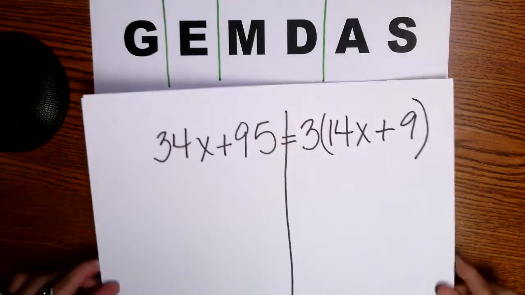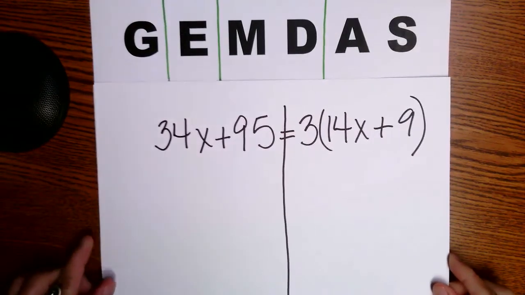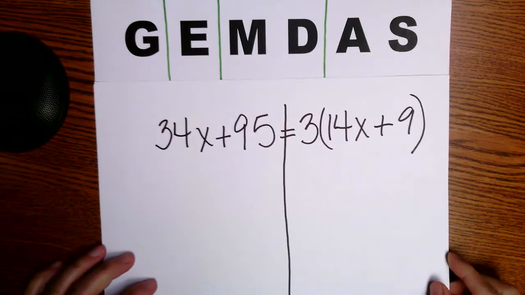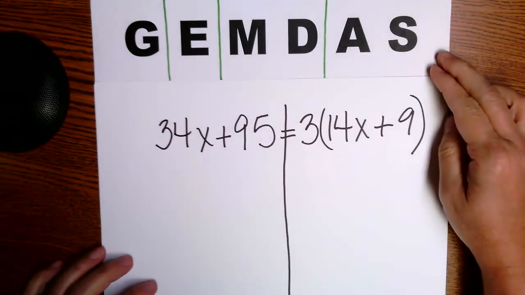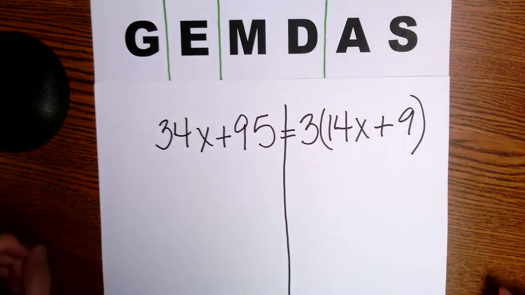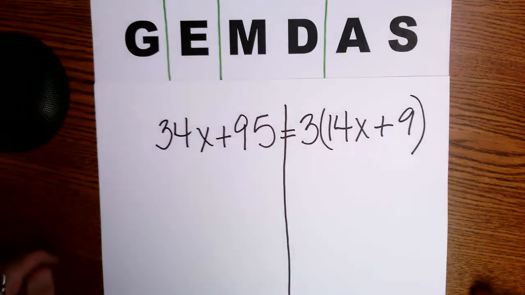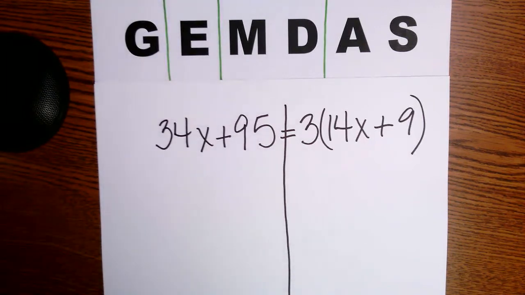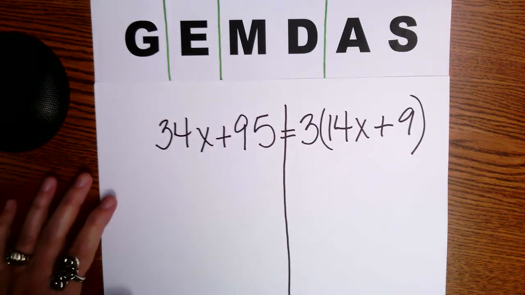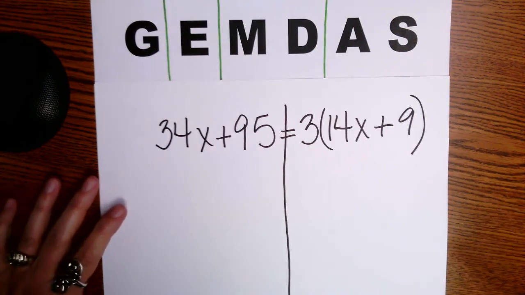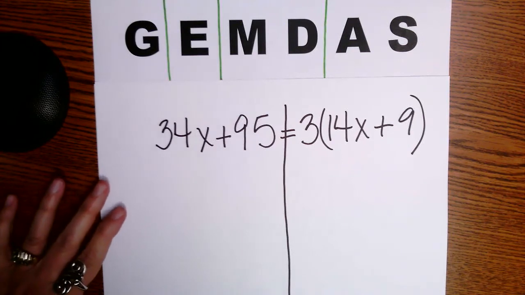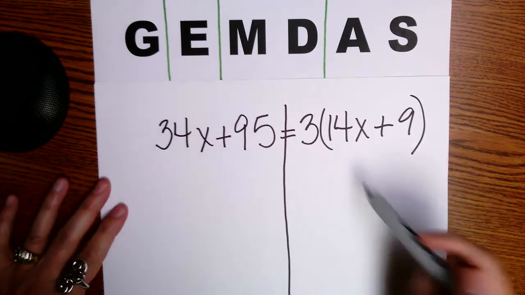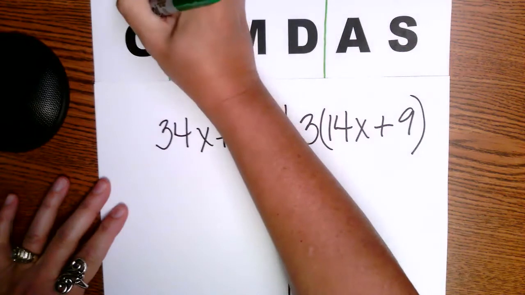And let's use this on a 2018 STAAR released item where students were asked to solve for x, and the problem is 34x plus 95 is equal to 3 times the quantity 14x plus 9. As a scaffold, I would have students look: are there any grouping symbols that we might need to address? And here we have parentheses, so I would say yes.